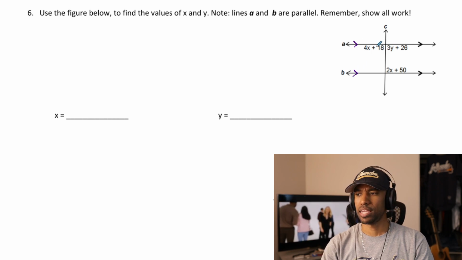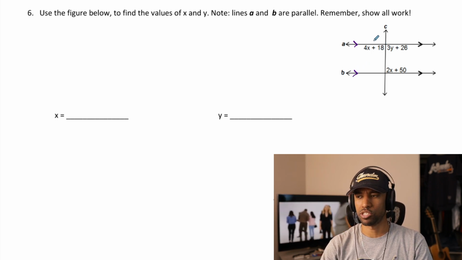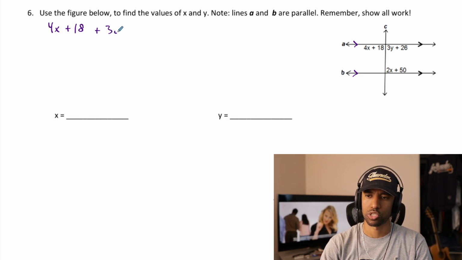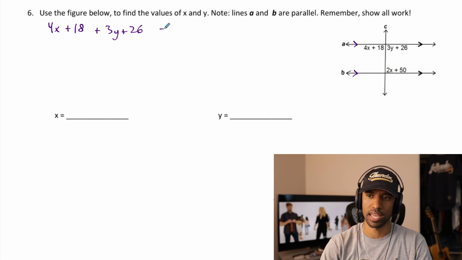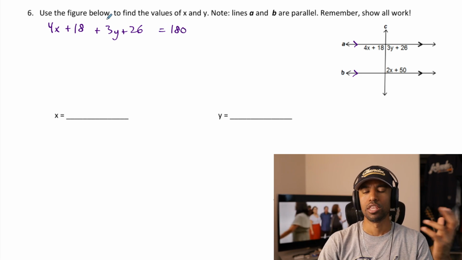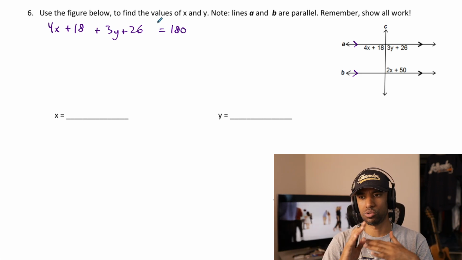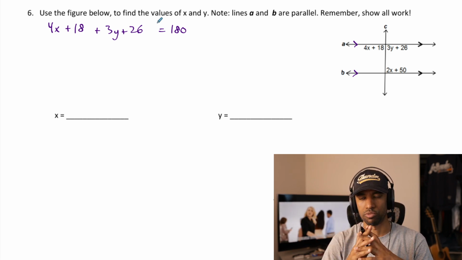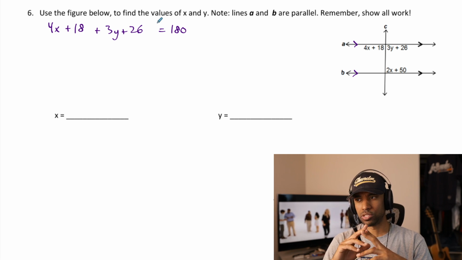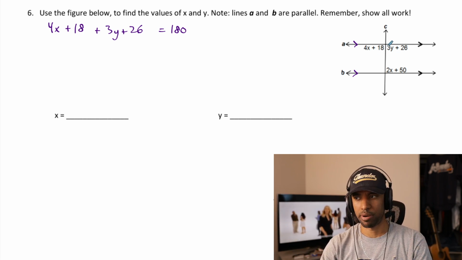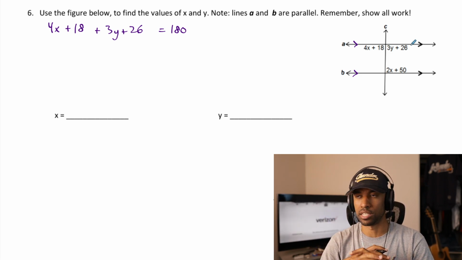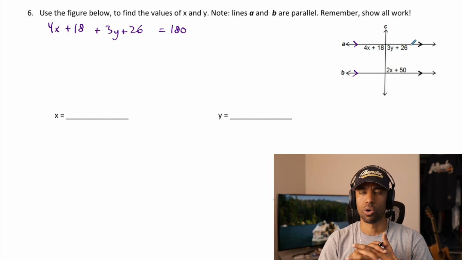Okay, so right here, I see a linear pair. It would be super awesome if I said, hey, 4x plus 18 plus 3y plus 26 equals 180. That's a totally okay thing to do. The problem is in this equation, I can't use that to solve for x or y immediately because that's one equation and two variables. There is a way to do this where if I work off of the linear pair here and then the same side interior angles here, I could create what's called a system of equations. And that's something that we did in the past. We solved using substitution or elimination.